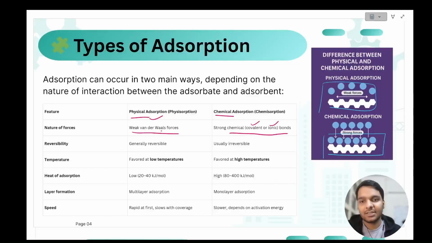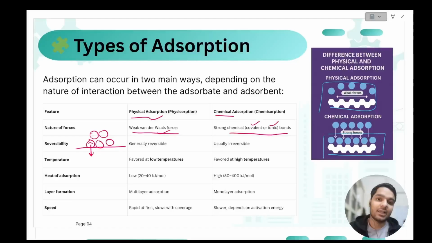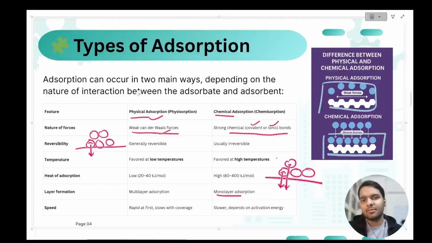As in physical adsorption, van der Waals forces form, there is a possibility of forming multiple layers because there is not much difference between first layer and the second layer interaction with the surface. But in chemical adsorption, there is only one layer because there is much difference between first layer interaction with the surface and the second layer. The bond between first layer and the surface is much stronger than the bond between second layer and the surface. That's why only a monolayer is formed. And physisorption is favored at low temperature and chemisorption at high temperature.